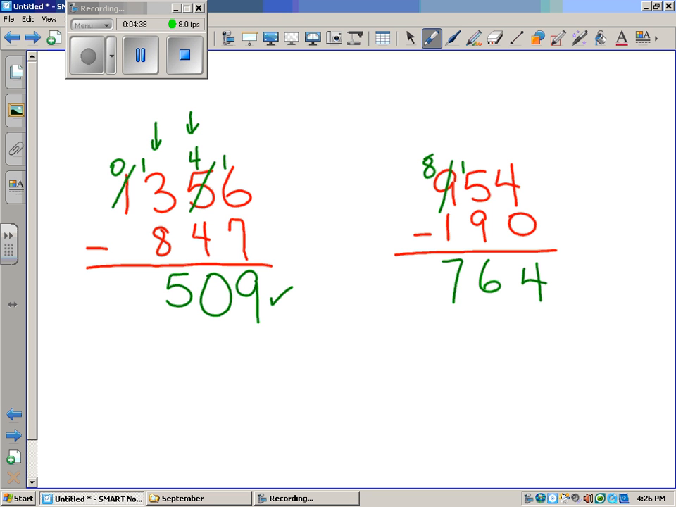Remember to just do a few more for practice. You'll be there home free. Now we're going to try some multiplication next.